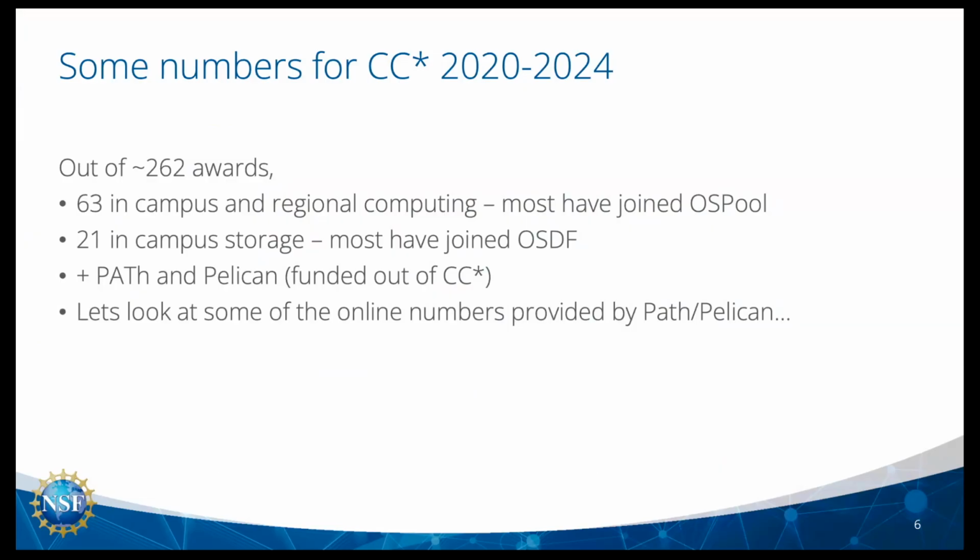So I took Amy's latest spreadsheet and did some manual counting a couple days ago. Came up with some interesting numbers here just in the last 4 or 5 years of awards. Out of the 260 some odd awards, I counted over 60 in computing, both campus and regional. I think most of those joined OSPool. I counted a little over 20 in campus storage, and that's still the newest area.